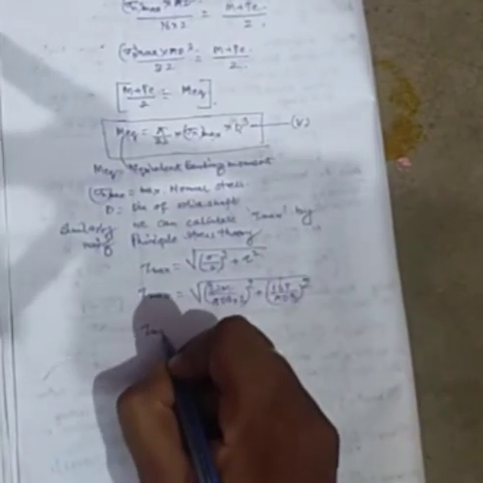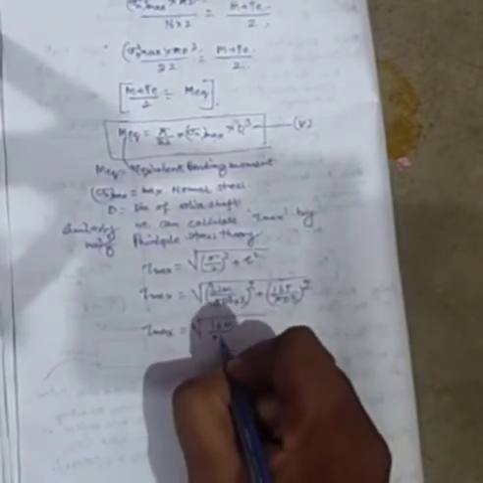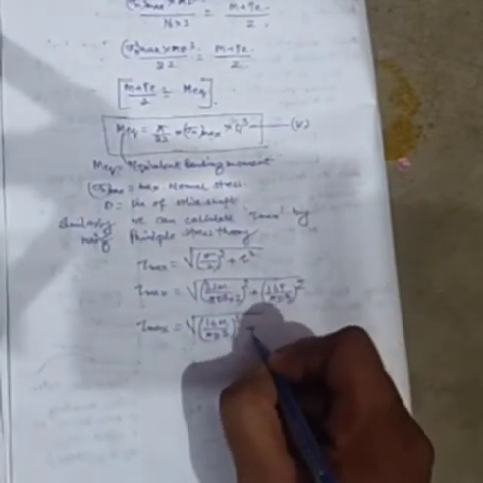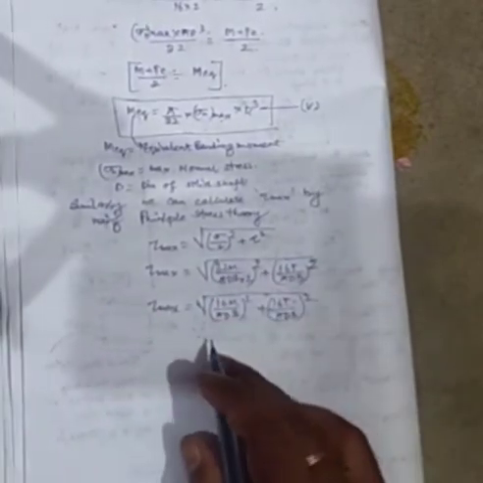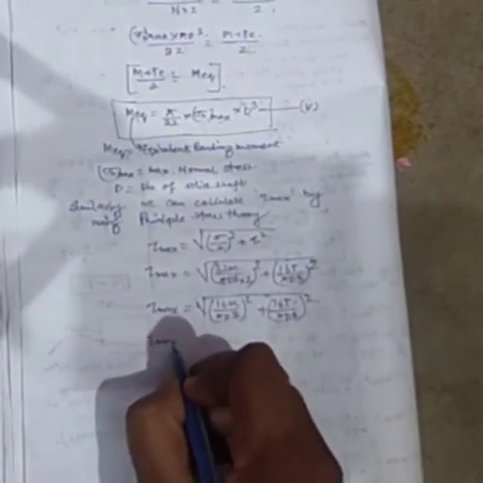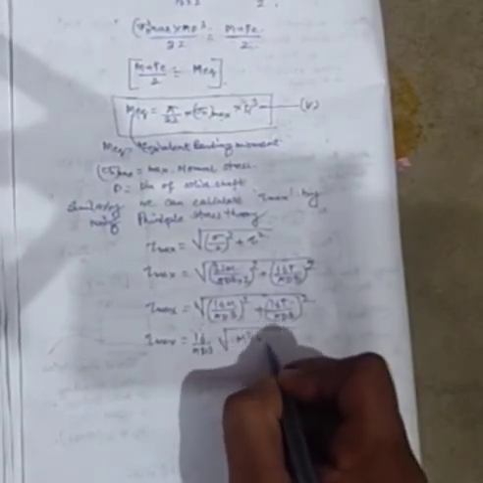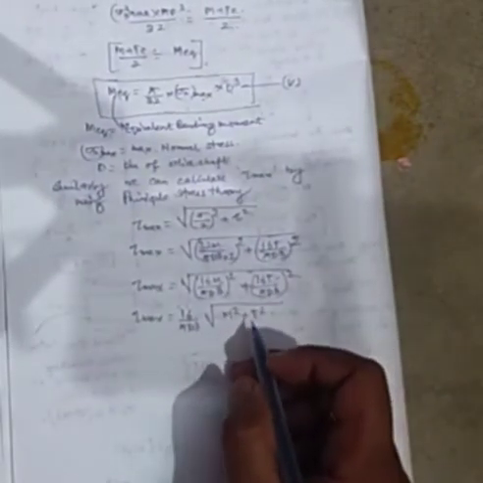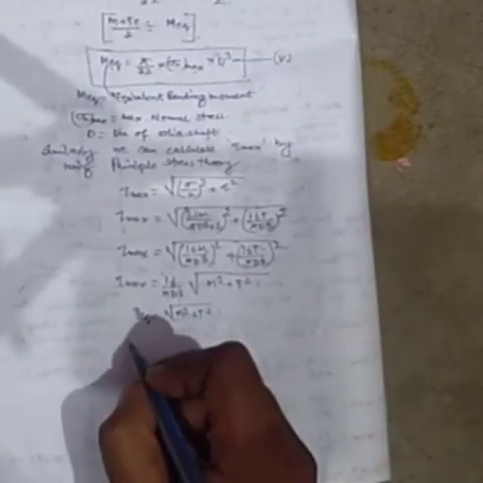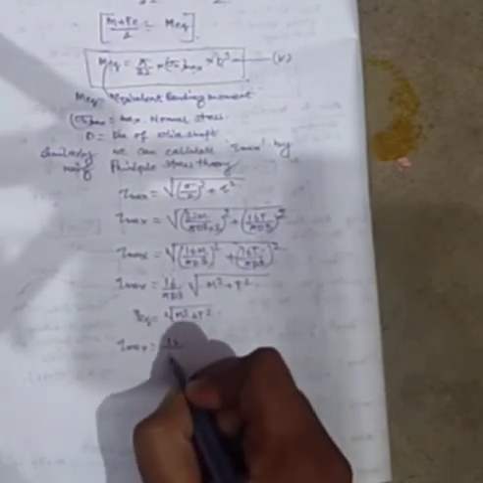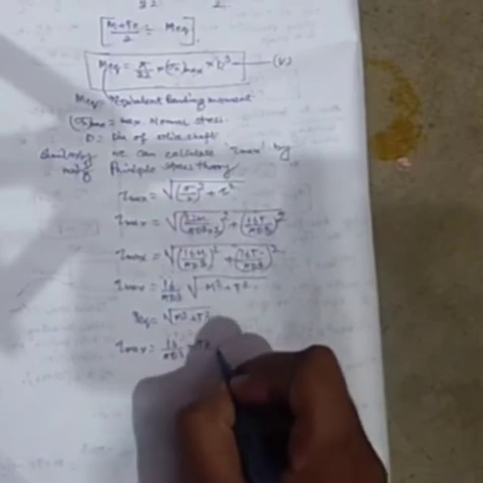So tau max is equal to, once we get here, 16M by pi d cube to the power 2 plus 16T by pi d cube to the power 2. This is a simplified form, so no need to worry about that. Once we take out the common factor, that is 16 by pi d cube, under root M square plus T square, and as we have derived earlier, T equivalent is equal to under root M square plus T square. So once we put that here, tau max is equal to 16 by pi d cube into Te.